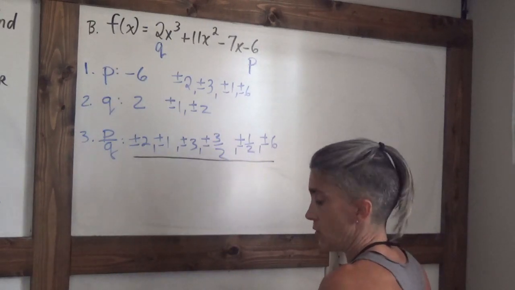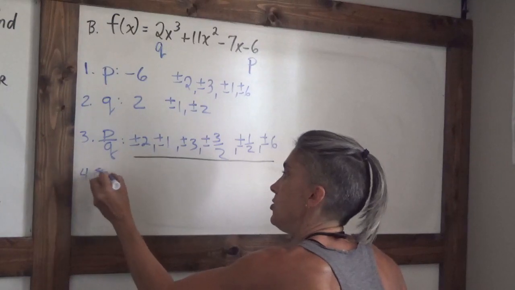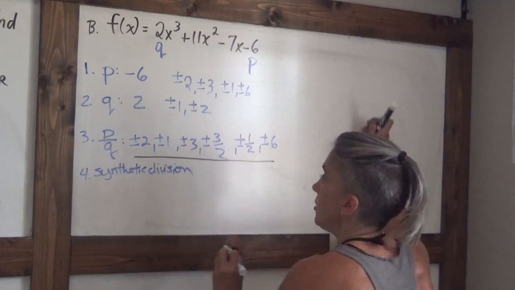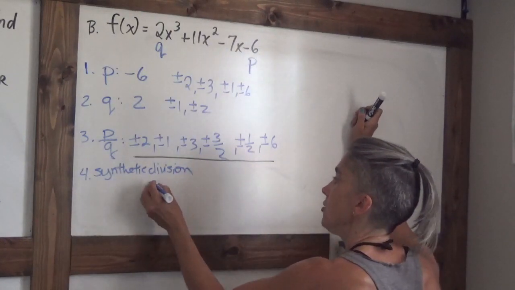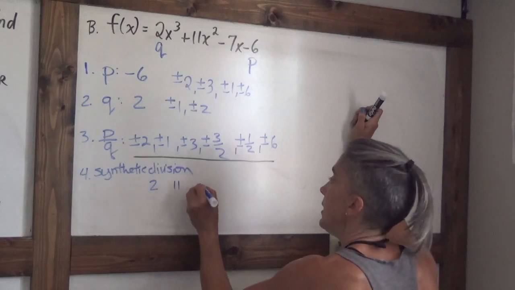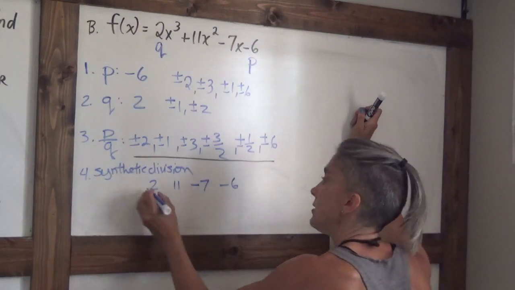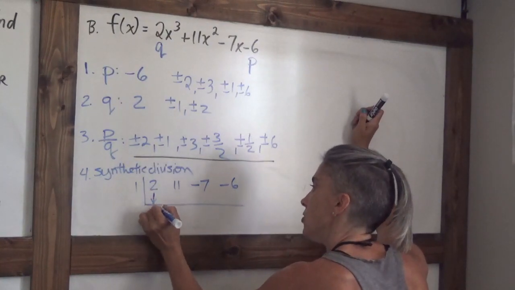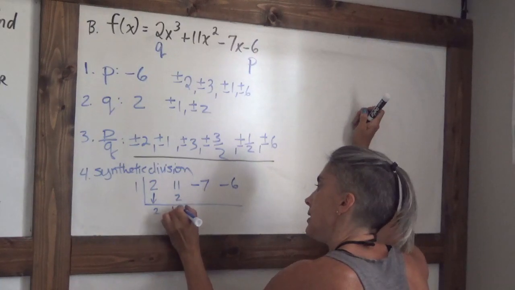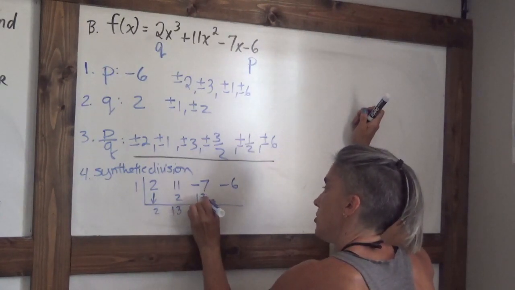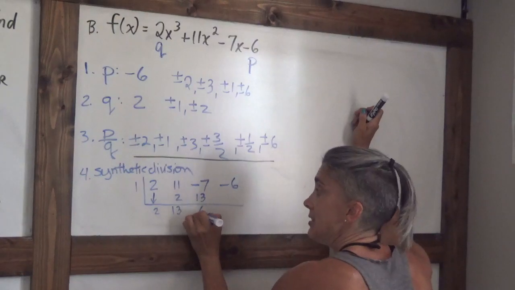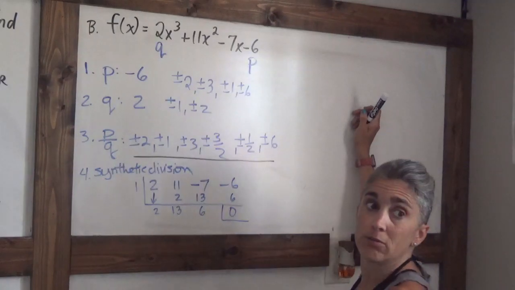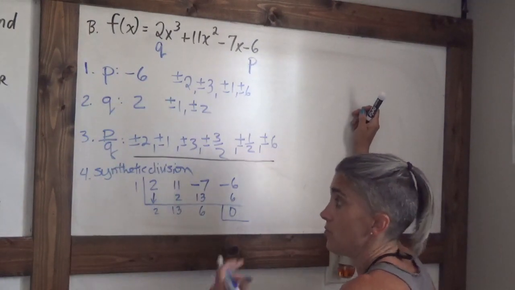Alright, so we have to now go to step 4 and do our synthetic division to see which one works. Alright, so let us write down our coefficients here. 2, 11, negative 7, negative 6. Alright, I'm going to try 1. Let's bring down the first term, 2. 2 times 1 is 2. We add that together to get 13. 13 times 1 is 13. Add these together to get 6. 6 times 1 is 6. Alright, so I was lucky there. I figured out a possible 0 on my first try.